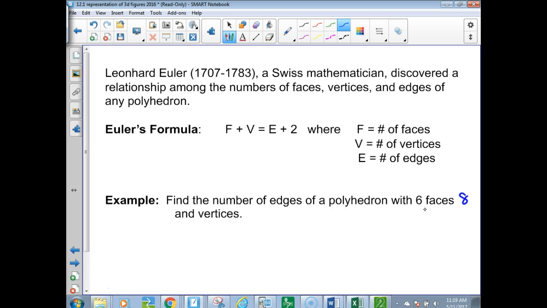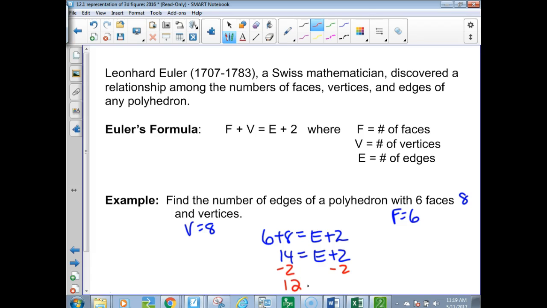Okay, so that would mean that you have a 6 for your F. You have a V of 8, and then you're just going to pop them in the formula, and we're going to figure out the number of edges. So 6 plus 8 is equal to E plus 2. 6 plus 8 is 14. And now how many edges would it have? We would subtract 2, and we'd find out it has 12 edges.